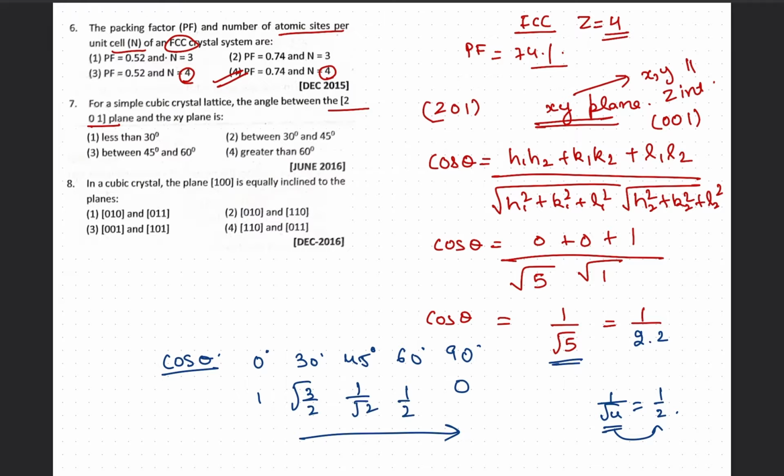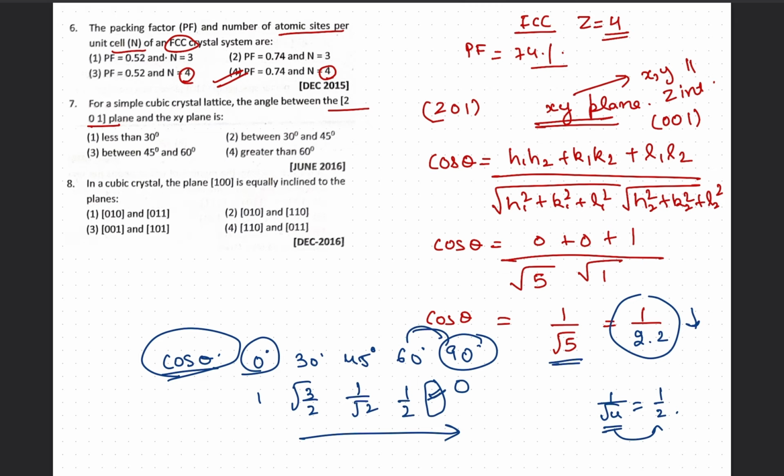Now see, this overall value decreases, right? So we have seen that the cos theta value decreases as we move from 0 degree to 90 degree, so the value will come over here, between 60 to 90, so the answer will be greater than 60 degree. So you have to use this type of logic while solving the question. You don't have to remember every numerical value, you can solve the questions logically, okay?